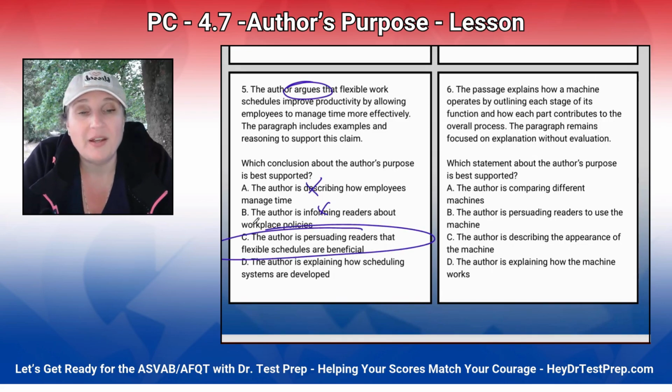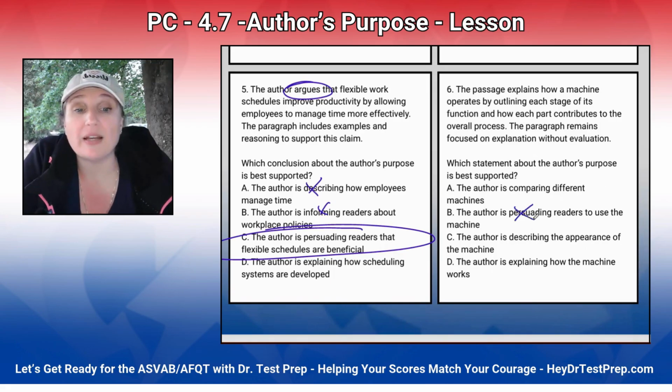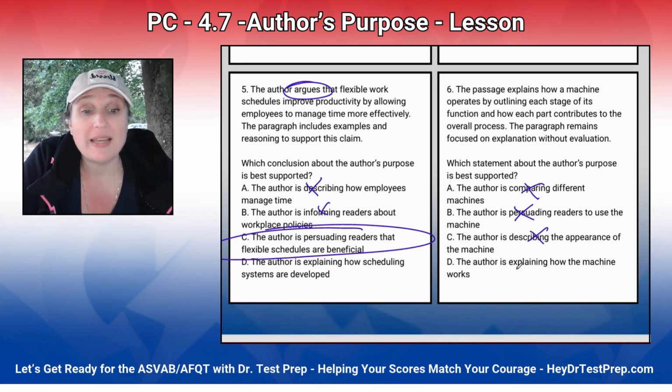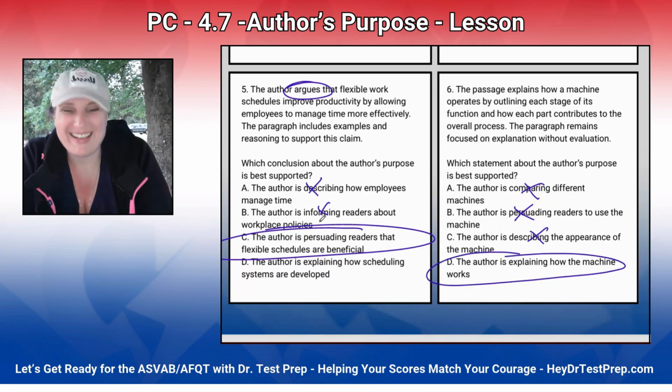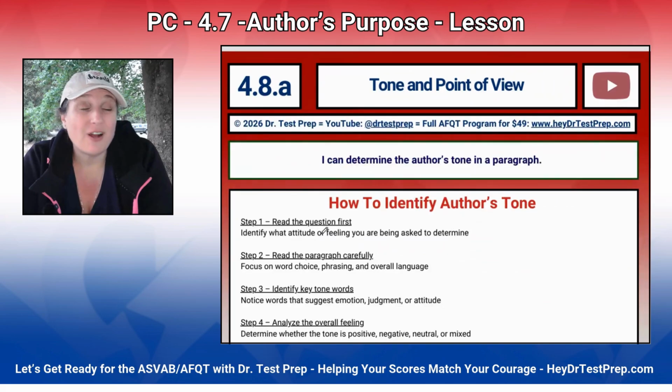The passage explains how a machine operates by outlining each stage of its function and how each part contributes to the overall process. The paragraph remains focused on explanation without evaluation. So that means right away we're not persuading. Does it compare different machines? No, it's one machine in the process. Is it describing how a machine looks? No. Does it explain how the machine works? Yes. All right, that's it for author's purpose.